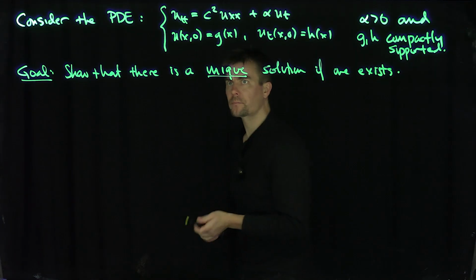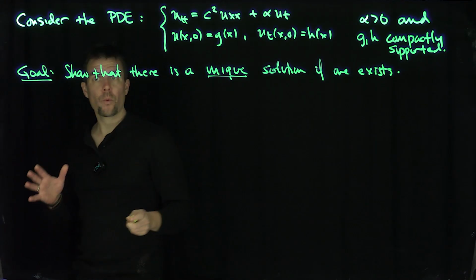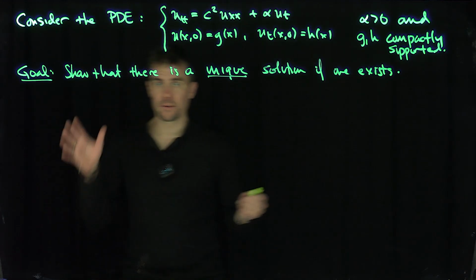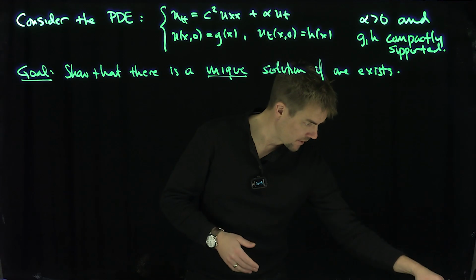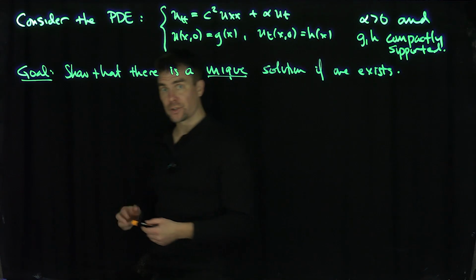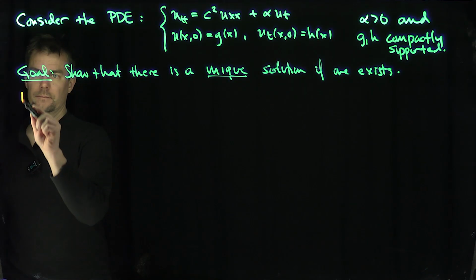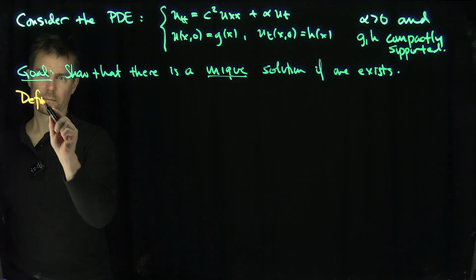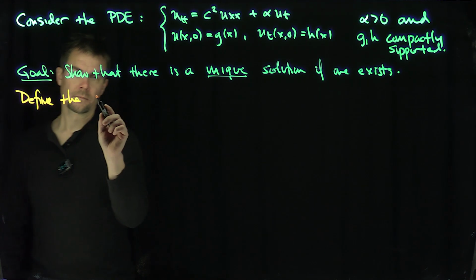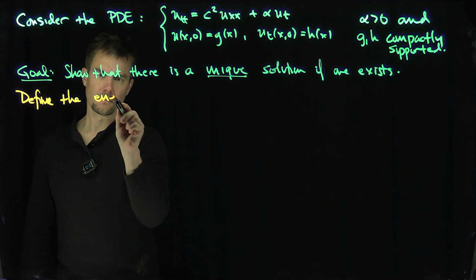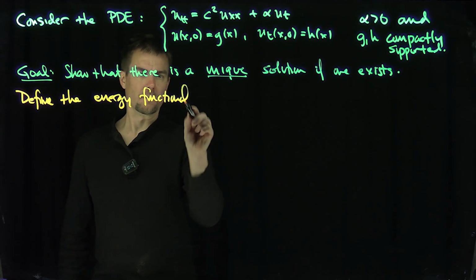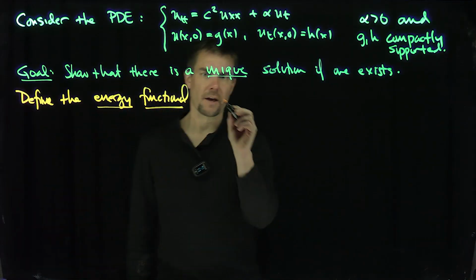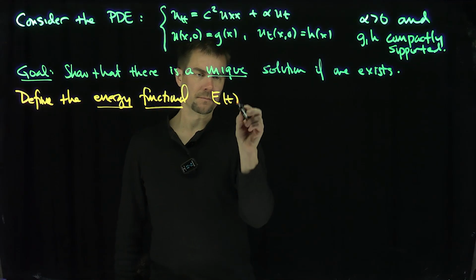The classical way to prove the uniqueness of these things is to use an energy inequality, and so let me explain that. What we're going to do is define an energy functional. The energy functional is E of t.